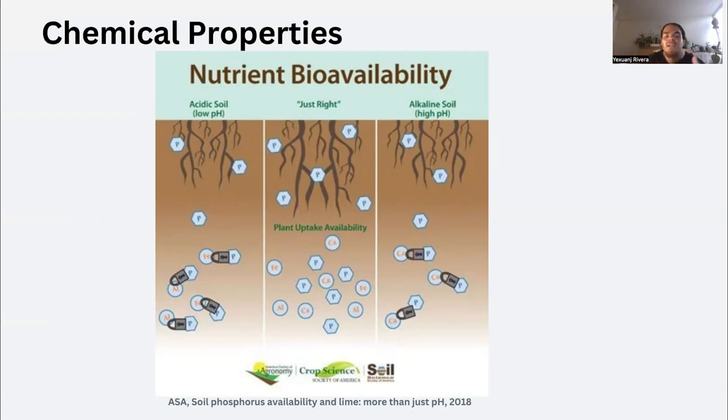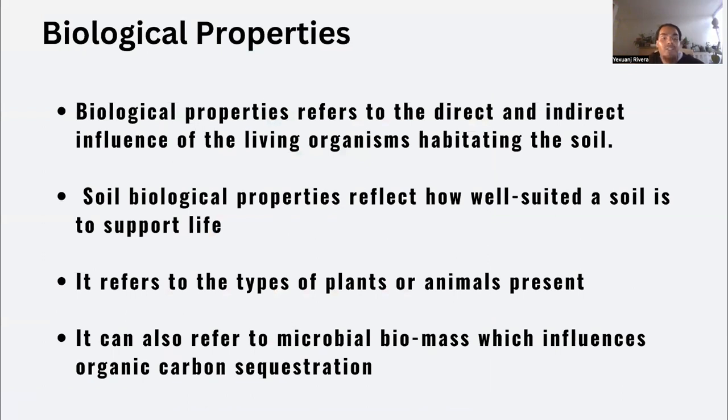It makes uptake more available for the plant. So, biological properties. The biological properties refer to anything that has to do with the direct and indirect influence of living organisms inhabiting the soil. So plants, organisms, microorganisms which live in the soil, and how they ultimately contribute to the underground ecosystem.